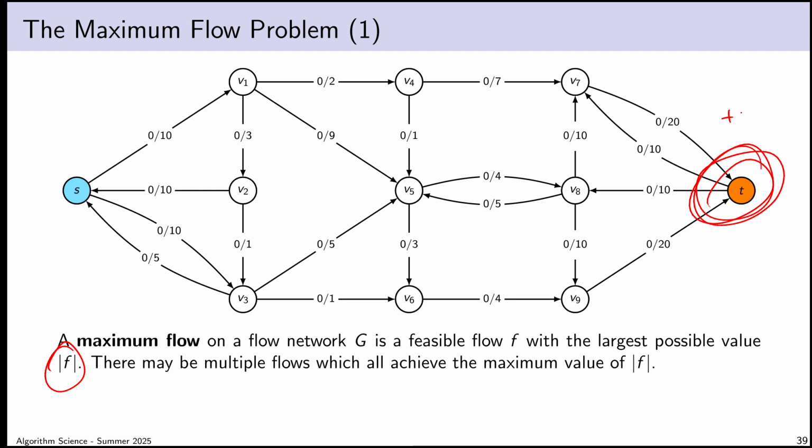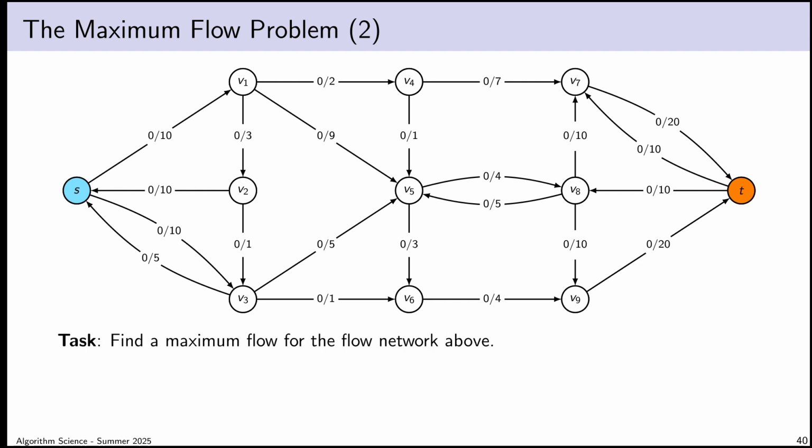Suppose the maximum amount is 100. There could be multiple ways for me to get 100 units of flow from vertex S to vertex T. When I want a maximum flow, I just want one of those ways of doing it. And that's our task. Find a maximum flow for this flow network here. So the question is, how can we design an algorithm that does this?